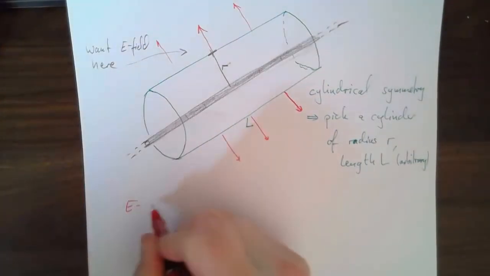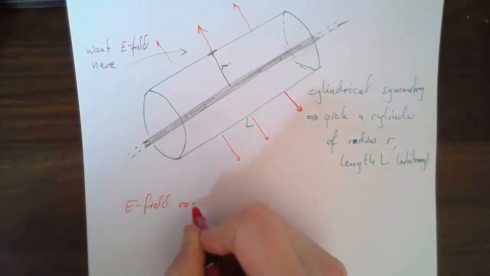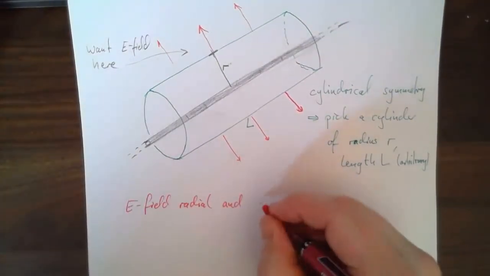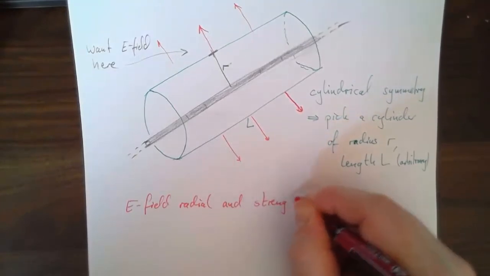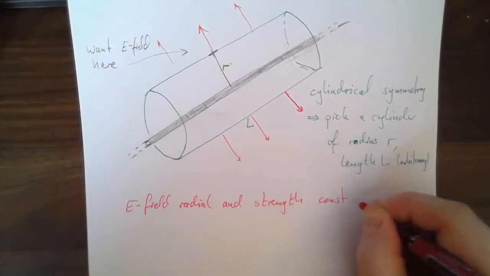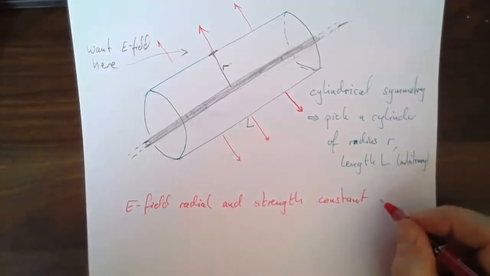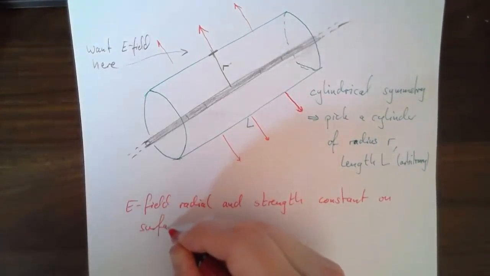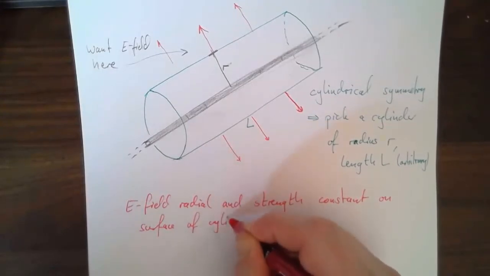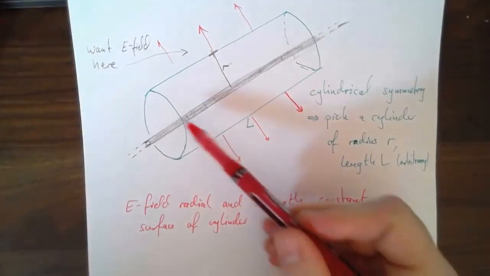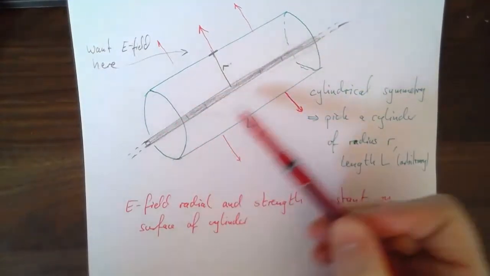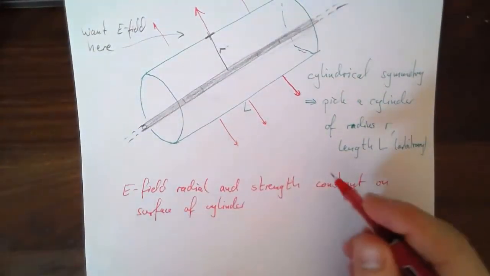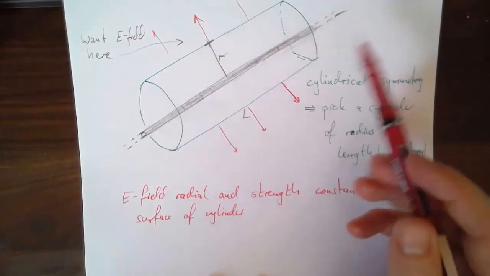E field is radial, and the strength is constant on the surface of the cylinder. Now you might ask, what about those ends, like the lids? I want to come to those. So by surface of the cylinder, I mean the round surface of the cylinder.